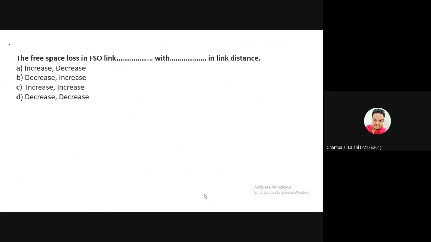So this is the first problem. Try to answer this question and then I will tell you the answer. It will be C. C increases the free space loss in an FSO link with increase in link distance. Yeah, C is correct. Anyone else? Yes, C is the correct answer.